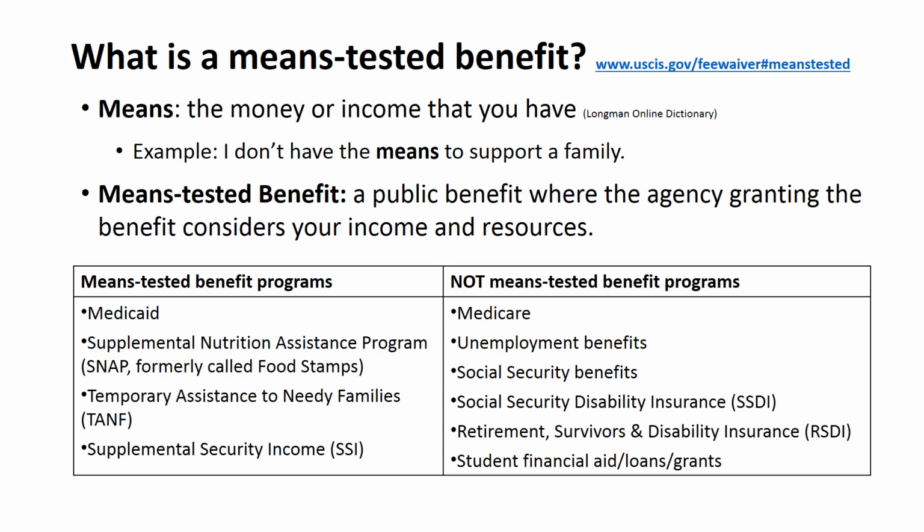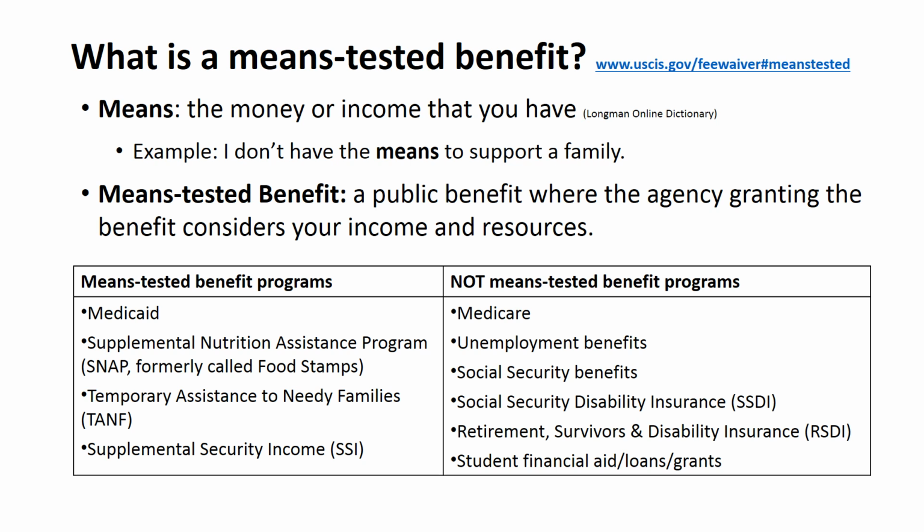What is a means-tested benefit? Means is defined as the money or income that you have. For example, I don't have the means to support a family. A means-tested benefit is a public benefit where the agency granting the benefit considers your income and resources. Examples of means-tested benefit programs are Medicaid, SNAP, TANF, and SSI.